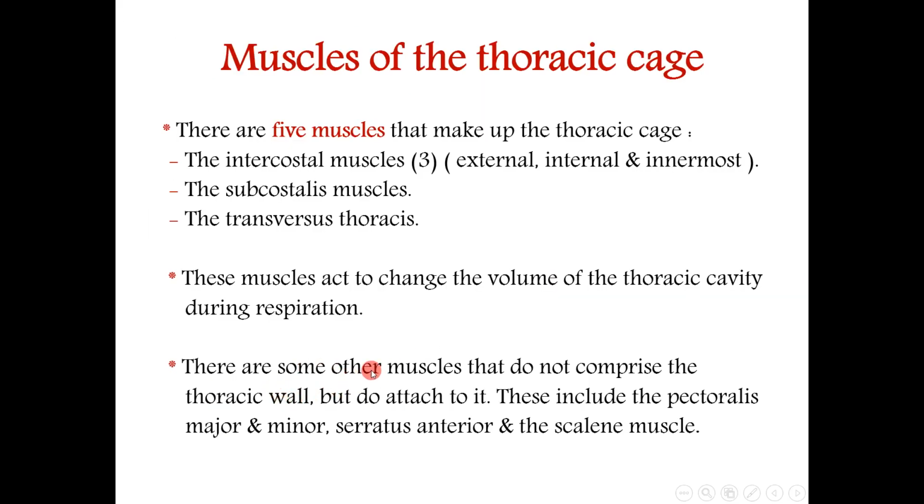You see, there are some other muscles that do not comprise the thoracic wall but do attach to it. These muscles include the pectoralis major and minor, serratus anterior, and scalene muscle. So these four muscles are attached to the thoracic cage, but they are not part of the muscles of the thoracic cage: the pectoralis major, minor, serratus anterior, and the scalene muscle.